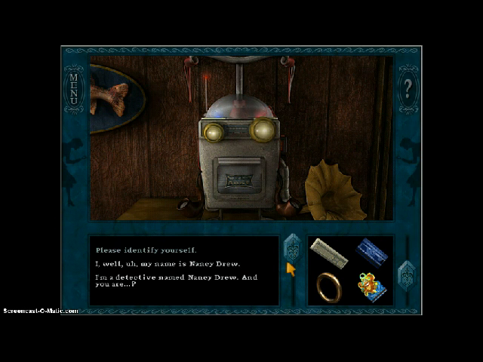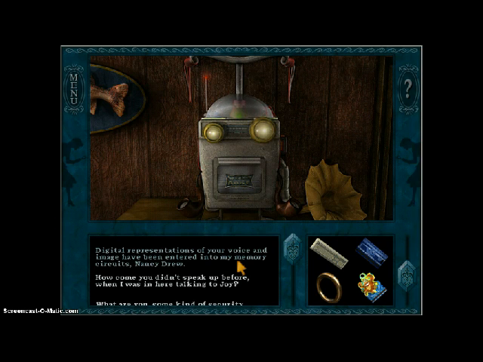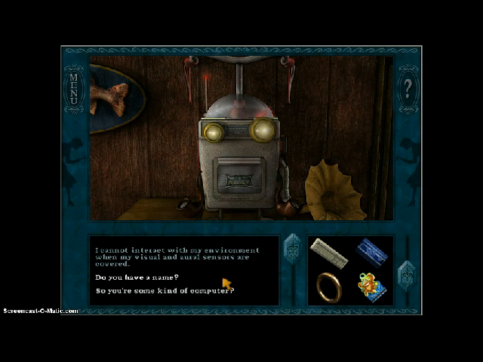Please identify yourself. Well, my name is Nancy Drew. Digital representations of your voice and image have been entered into my memory circuits, Nancy Drew. Okay. How come you didn't speak up before when I was in here talking to Joy? I cannot interact with my environment when my visual and oral sensors are covered.